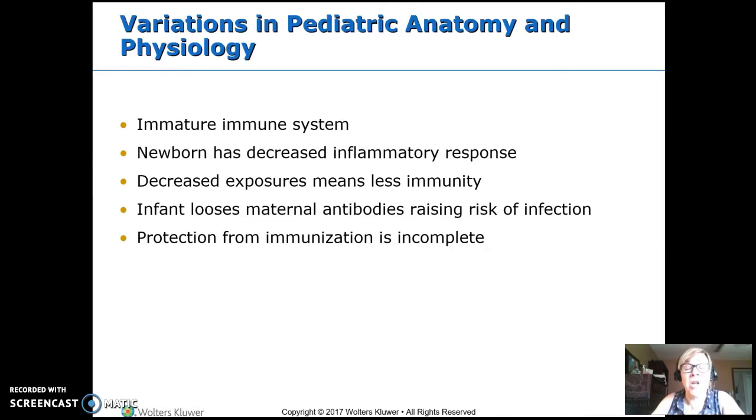So an infant who's not breastfed is born with maternal antibodies but loses those, and then they are susceptible to those infections. And even infants who are getting their immunizations, most of our immunizations are at 2, 4, 6 months because one shot is not adequate. So they may only be partially vaccinated against diseases just because of their age.